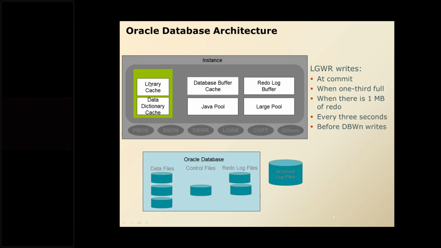So memory components are SGA, so basically library cache, data dictionary cache, database buffer cache, Java pool, redo log buffer, and large pool. All these together form the memory part of the instance. And background processes include pmon, smon, database writer, log writer, checkpoint, and others. So these are the background processes which allow you to write the data to the data files or store the data in the control files.